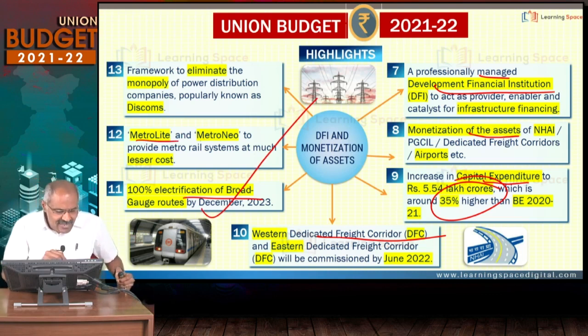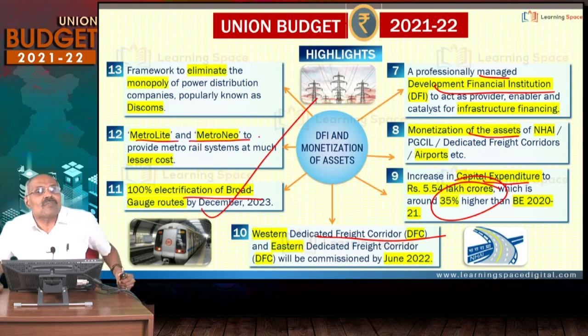Then Metro Lite and Metro Neo. That means these are low cost metro rail systems. That means at lesser cost, you can provide connectivity through metro rail. That is Metro Lite and Metro Neo. They are going to be unveiled.